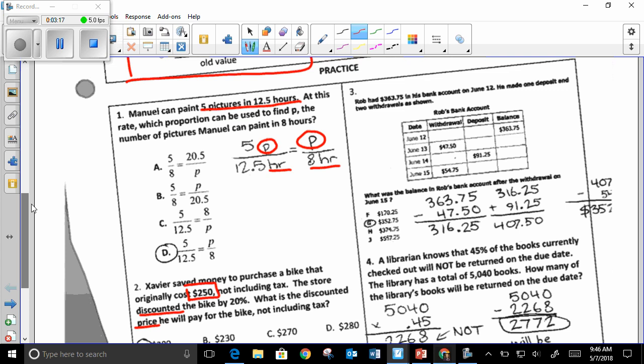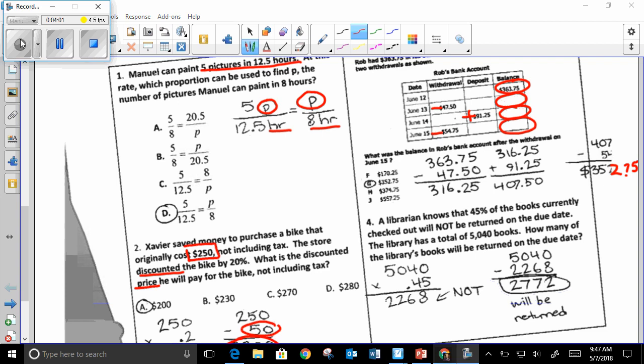All right, number 3, if you can read that sideways. Number 3 talks about putting money into the bank and taking money out. So notice here, you start off with a balance. A withdrawal is a negative, so you're going to subtract and get a balance. Then you put your balance here. You're going to then add a deposit and then get a balance here. A withdrawal, you're going to subtract and get a balance here. So if you've done all of those correctly, you will get G, $352.75.